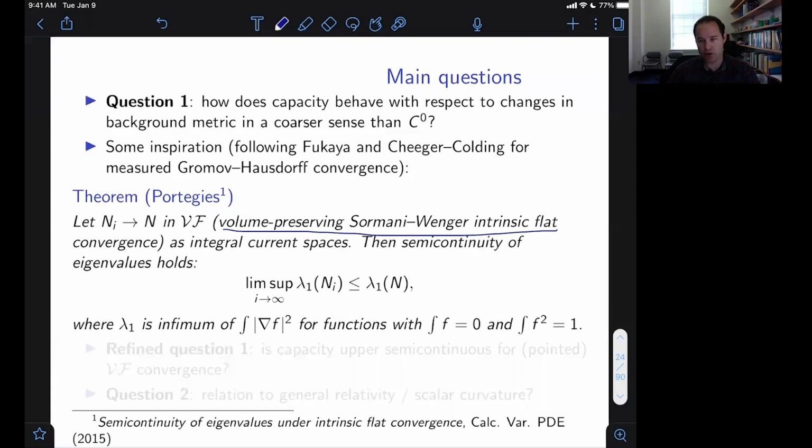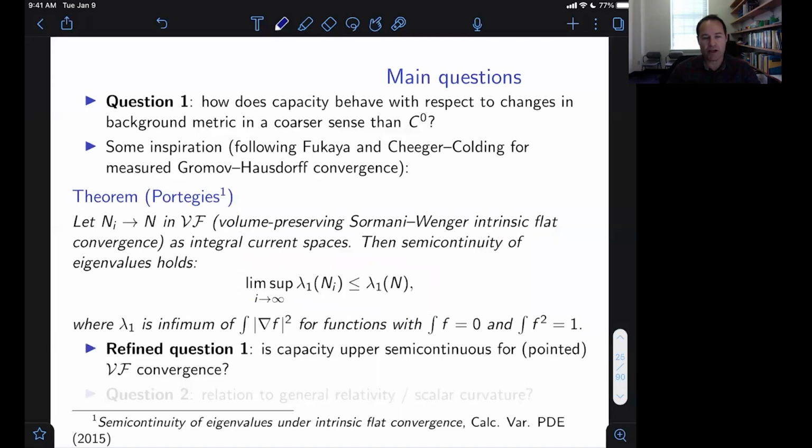But if you have this notion of convergence, which is much weaker than C0, then you get a semi-continuity result of the eigenvalues. So in light of this theorem, we'll refine the first question to ask, is capacity upper semi-continuous for VF convergence? Since the spaces we're dealing with are non-compact, we'll be talking about pointed convergence. So that's one of the questions we'll want to answer. The second one is, since capacity itself has some connections with general relativity and scalar curvature, does the semi-continuity result have anything to do with those subjects as well? So that's really the two main sources of motivation.